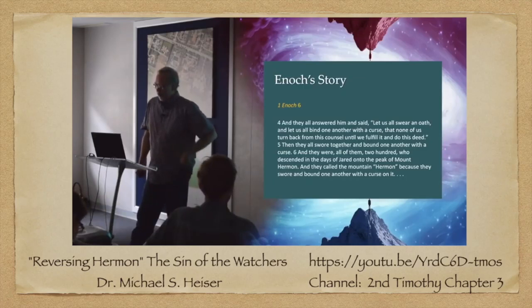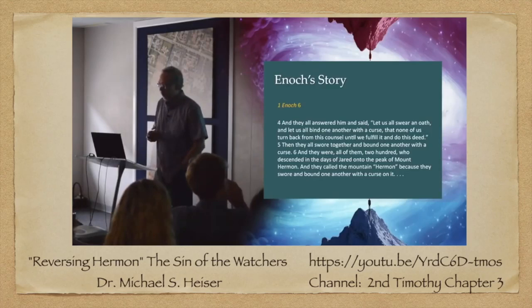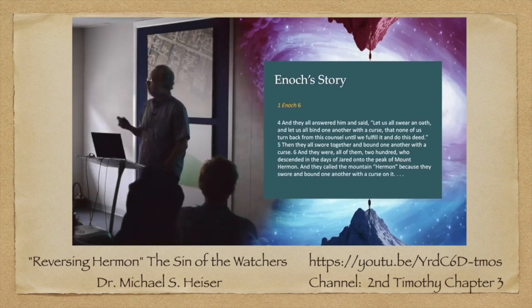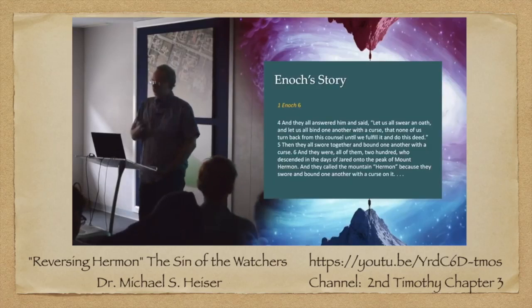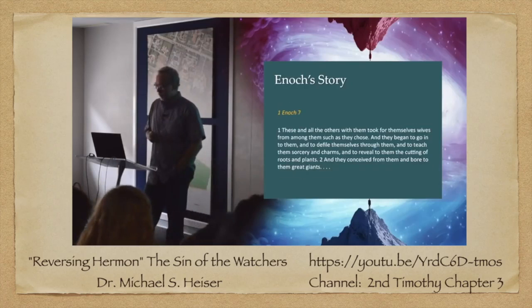They were all of them 200, and they descended in the days of Jared onto the peak of Mount Hermon. Okay, Hermon is the key location. And they called the mountain Hermon because they swore and bound one another with a curse on it. This Hermon in Hebrew has the same root as herem, the devoted to destruction, to put under the ban, that sort of thing. So there's an association there between the terms.